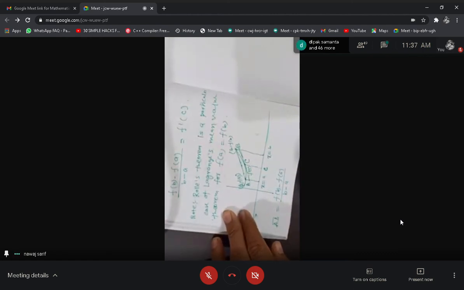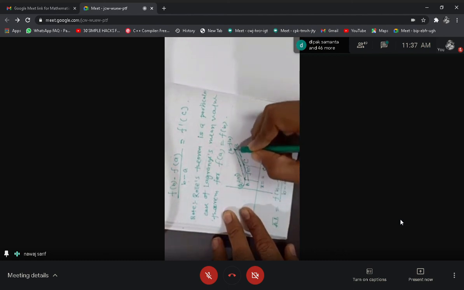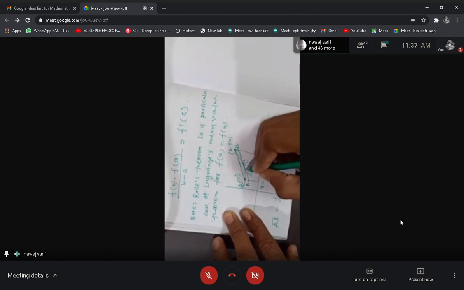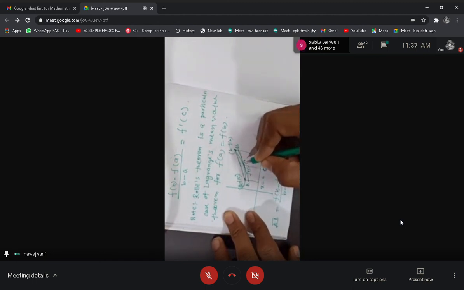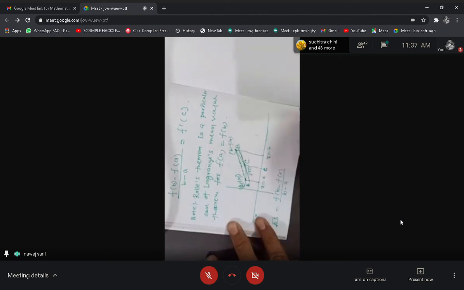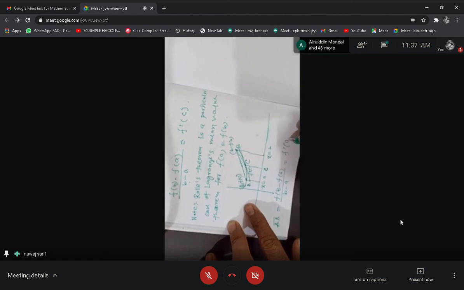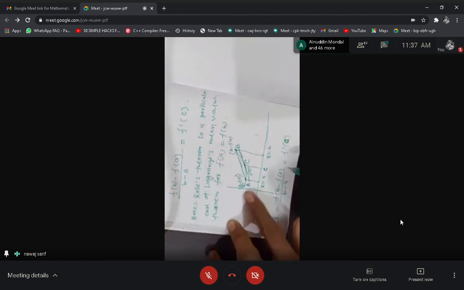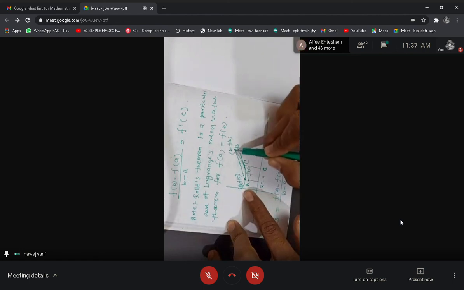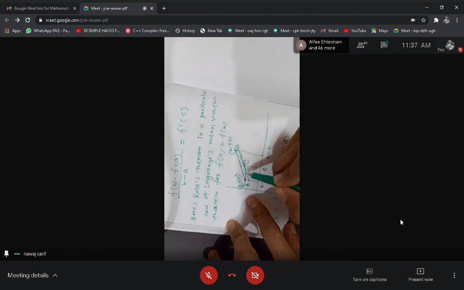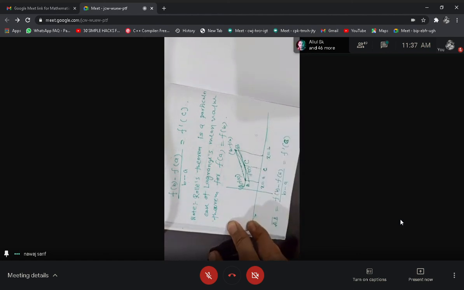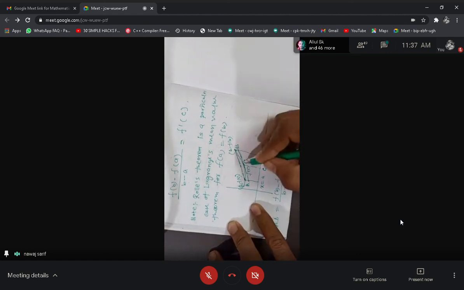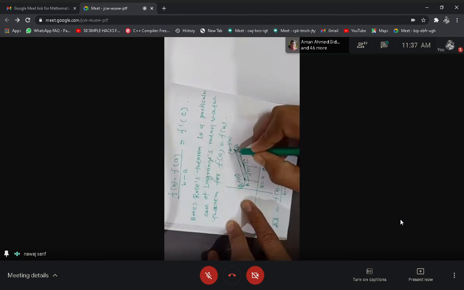So this is a chord joining these 2 points, and f dash c is the slope of the tangent to this curve at the point c. Lagrange's mean value theorem tells us that (f(b) minus f(a)) divided by (b minus a) is f dash c. That means the tangent to the curve at c is parallel to the chord joining these 2 points A and B.